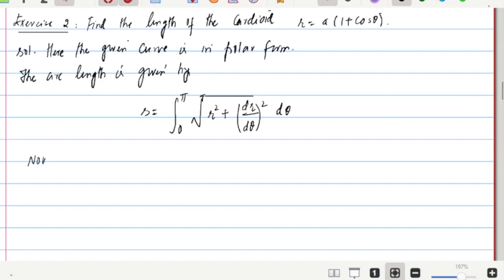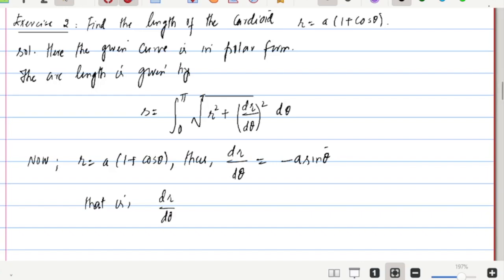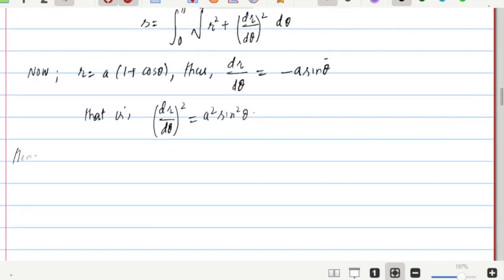So now let's find what is our dr by d theta. Now r is equal to a into 1 plus cos theta. Therefore this dr by d theta is equal to minus a sin theta. So we can find the value of dr by d theta whole square, which is equal to a square sin square theta. तो इस तरह से हम ये फॉर्मूलाज अब यहाँ पे सब्स्टिट्यूट कर सकते हैं. Therefore, पहले हम सब्स्टिट्यूट एवैल्यूएट करेंगे what is this r square plus dr by d theta whole square, ताकि हमें इंटीग्रेशन करने में आसानी हो जाए.